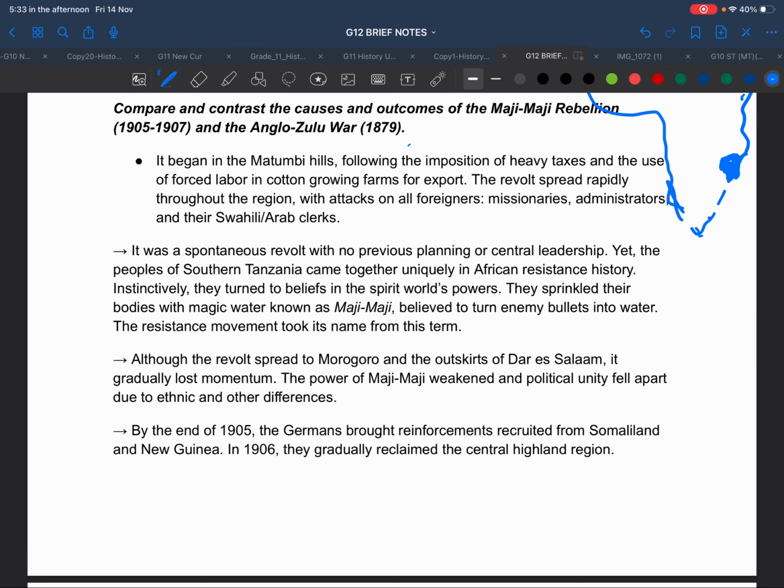It began in the Matumbi Hills in Tanganyika, following the imposition of heavy tax and the use of forced labor in cotton growing farms for export. Those plantation farms were owned by German merchants, German colonizers. The revolt spread rapidly throughout the region with attacks on all foreigners, missionaries, administrators, and their Swahili Arab clerics.